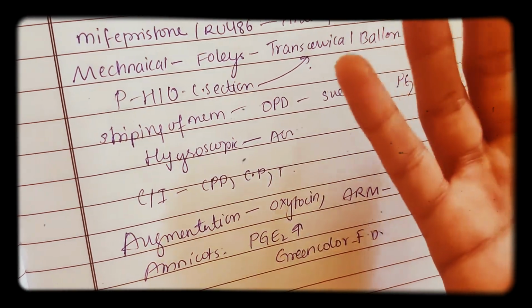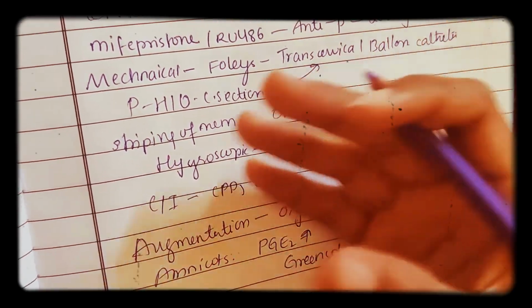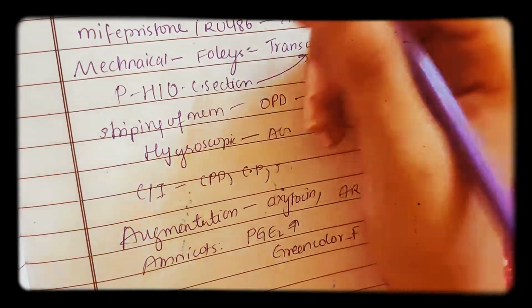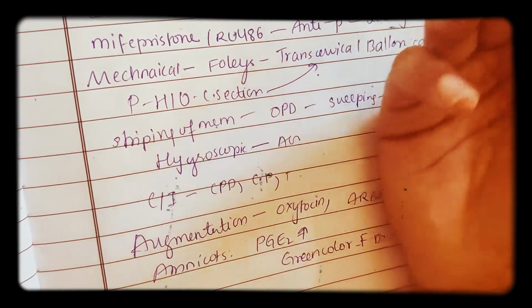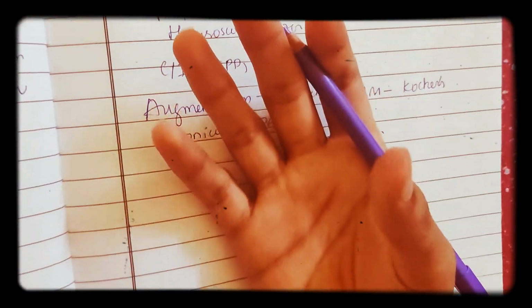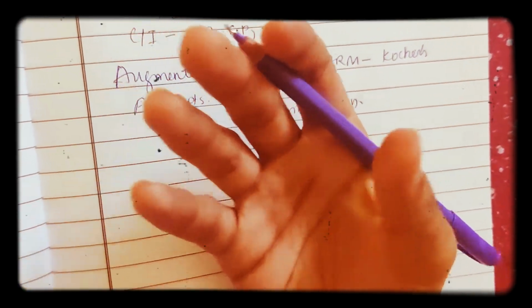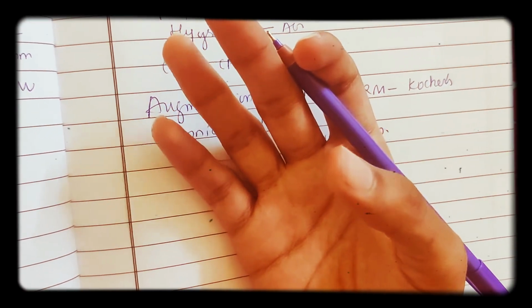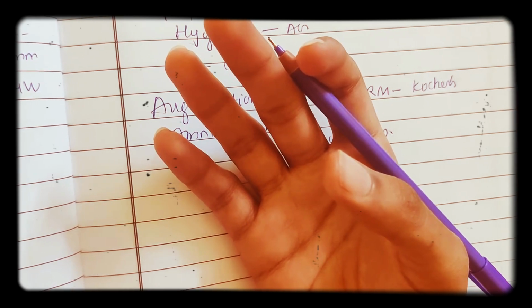So what is the risk of artificial rupture of membrane? If the head is freely floating, then there is a risk. ARM can lead to cord prolapse, infections, and trauma to the fetal head. So what are the contraindications? Free floating head, HIV positive mother, active genital herpes infection in the mother, intrauterine death of the fetus. In all these cases, there is contraindication.